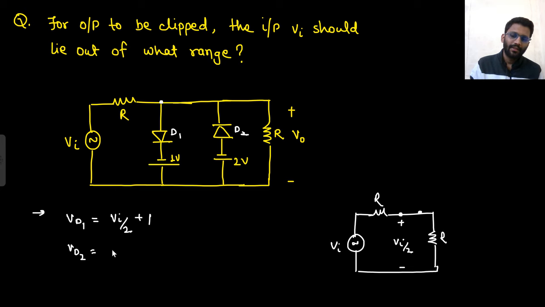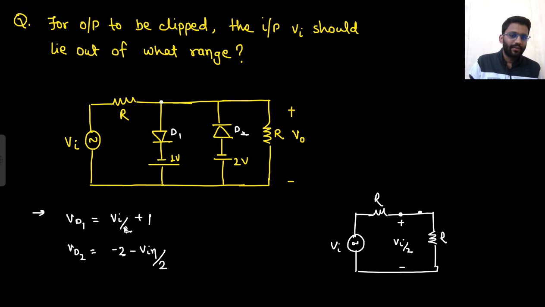VD2 is minus 2, the potential here is minus 2, minus Vin by 2. Are you getting my point? VD2 is the potential of P, that is minus 2, minus the potential of N, that is Vin by 2. Right? So what do you think from here?